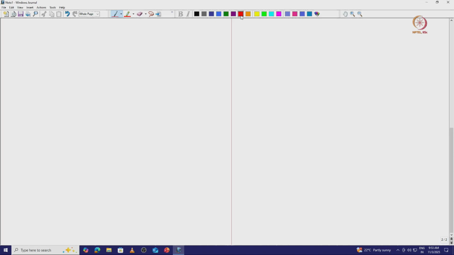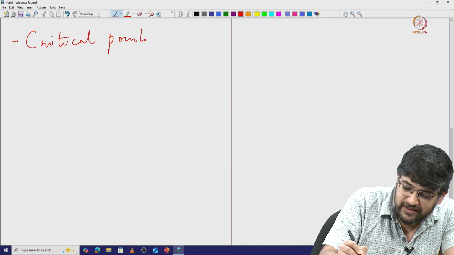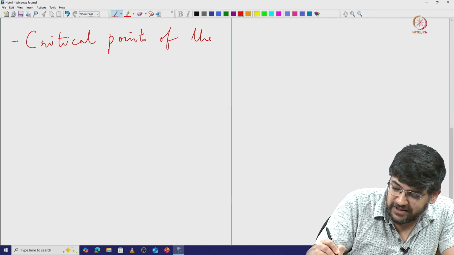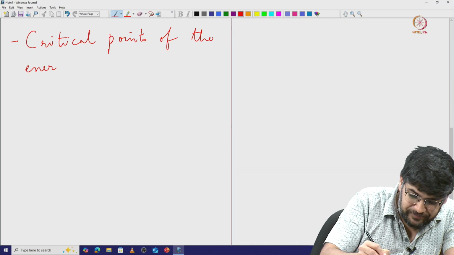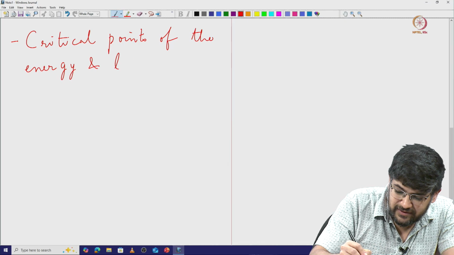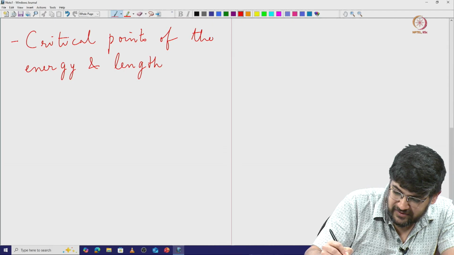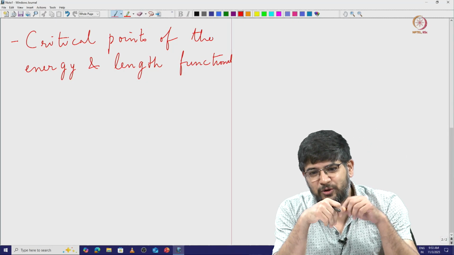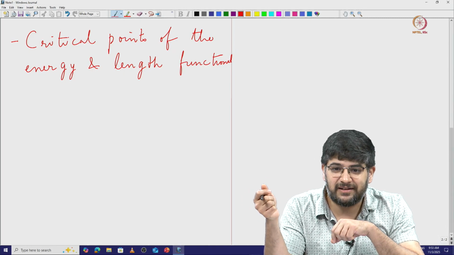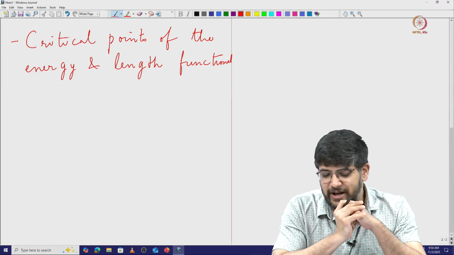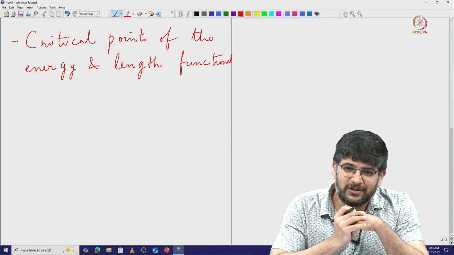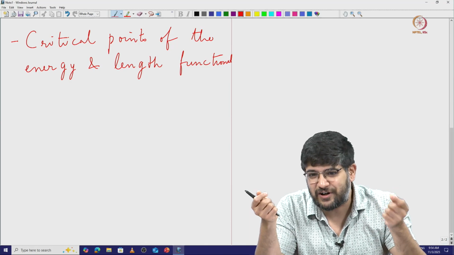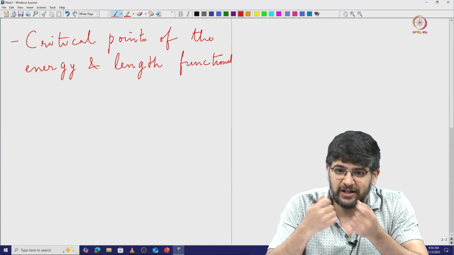As I said, our aim is to derive some consequences. In particular, I want to understand what the critical points of the energy and the length functional are. Remember what our end goal is. Our end goal is to try to understand which curves minimize the length. Taking motivation from calculus, in order to find the minimizer of some functional, the first step is to try to find critical points.